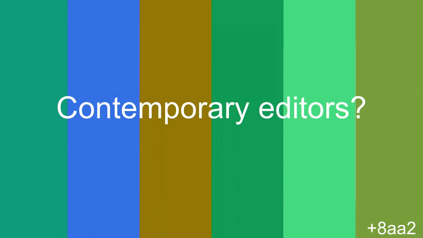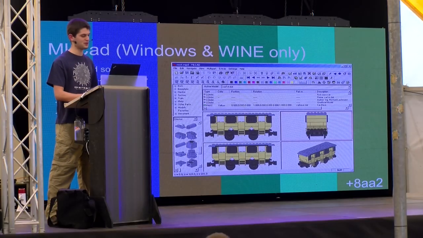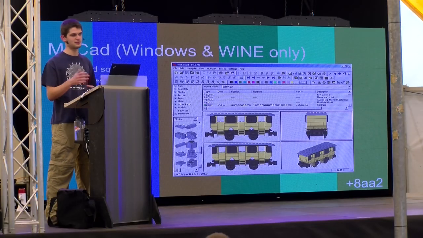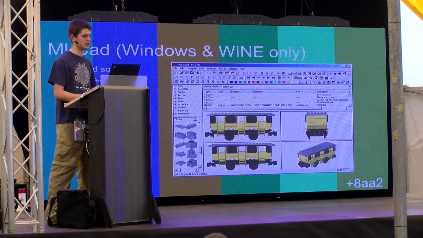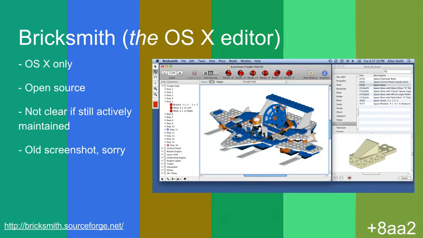What do they look like now? Well, there's one that's existed for quite some time called MLCAD. Unfortunately it's closed source. It's been the de facto editor for quite some years. You can run it in Wine. It has a bunch of nice features, like you can generate minifigures and position their hands correctly. You can do whatever you'd like. There's also an editor that someone wrote for Mac.